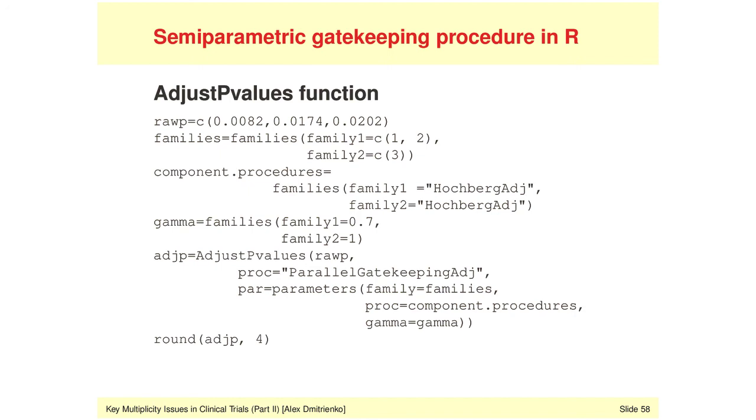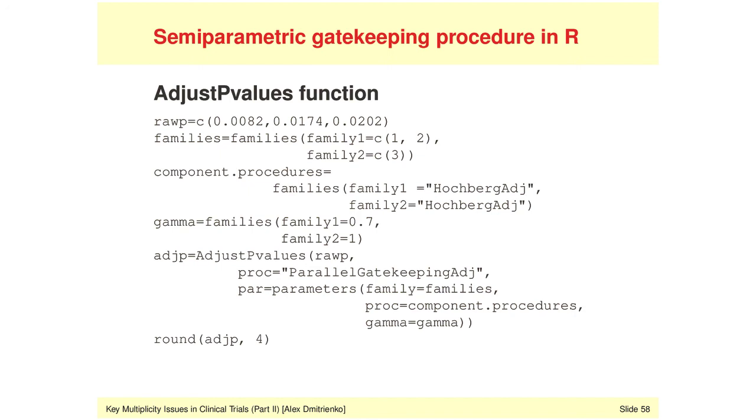Moving on to the component procedures object, this is the object that defines the family-specific component procedures. In this case, as we've said before, we're going to use the Hogberg procedure, a truncated version of the Hogberg procedure, I should say, in the primary family. In the secondary family, we're going to use a univariate test, which is a special case of any multiple testing procedure, including the Hogberg procedure. The next list is the gamma variable. It specifies the family-specific truncation parameters. In this case, the truncation parameter for the Hogberg procedure to be used in the primary family is 0.7, and within the second family, we're going to use the regular Hogberg procedure, which, given that there's only one hypothesis in this family, is going to simplify to a univariate test.